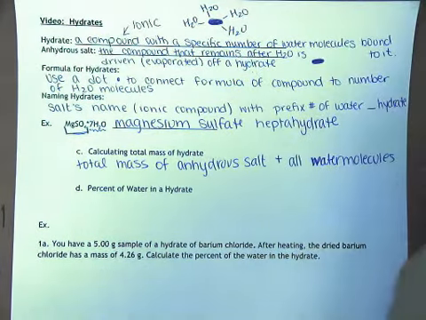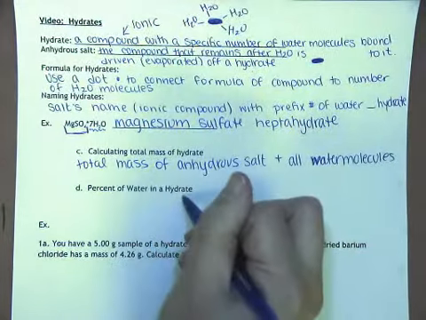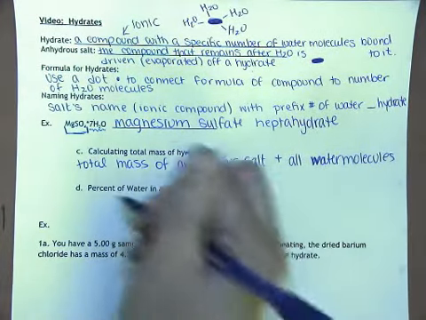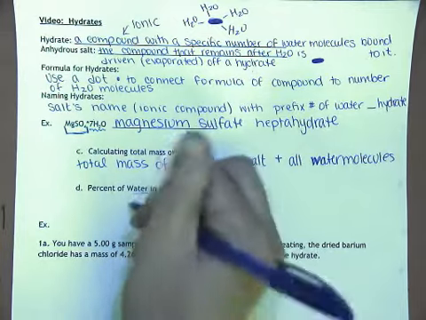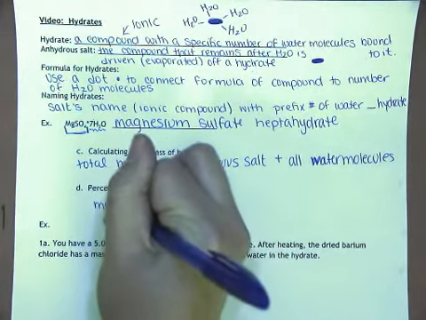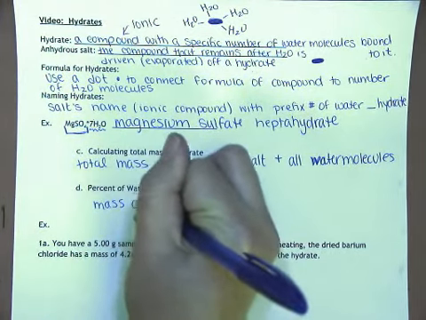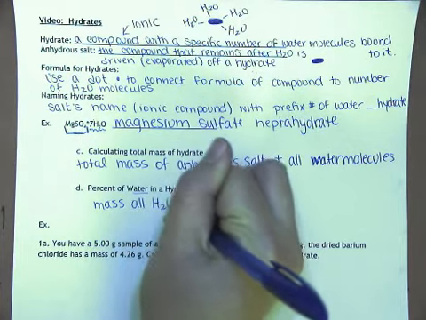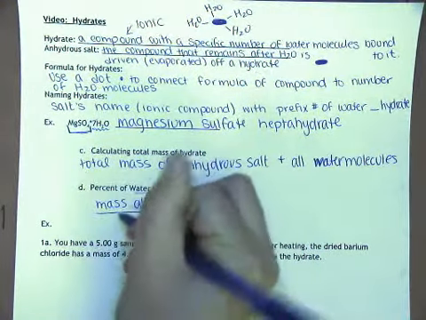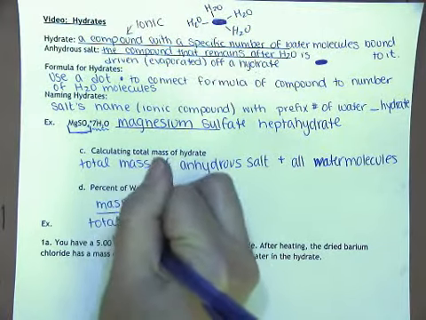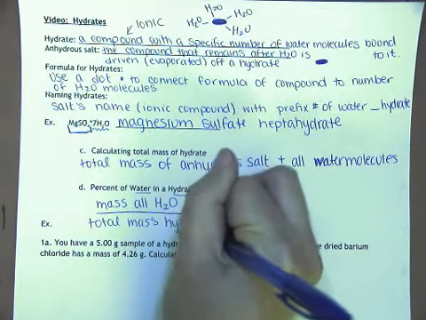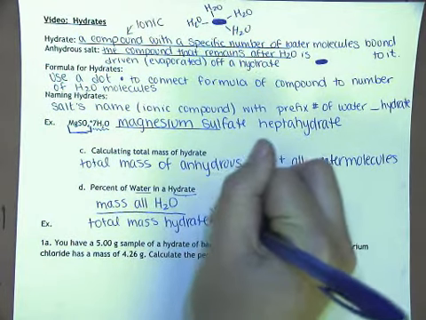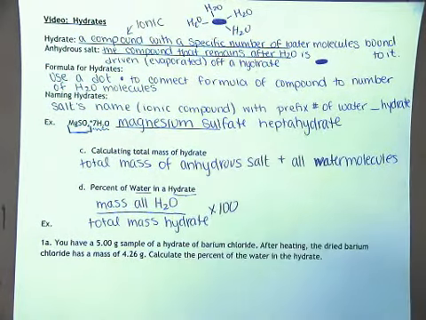If I want to figure out the percent of water in a hydrate, just like before, I take my part out of the whole. My whole is my hydrate and my part is the water. So I take the mass of all the water molecules, divide that by the total mass of my hydrate, and it's a percent, so I multiply that times 100.